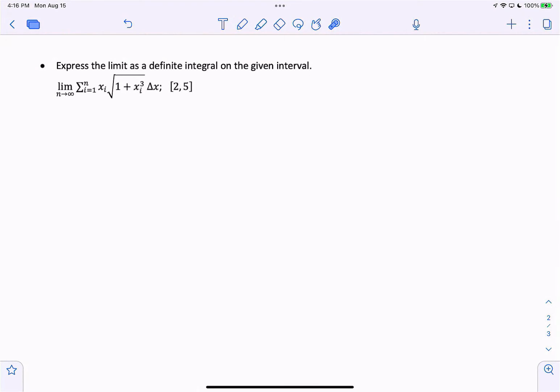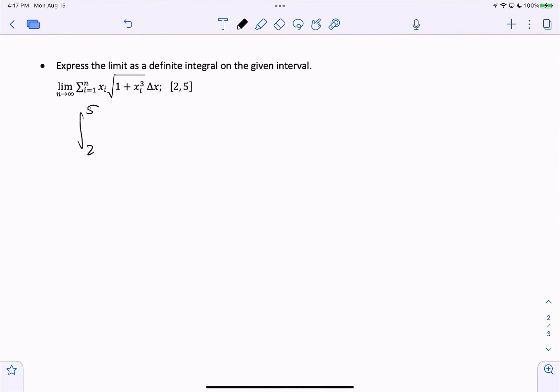Here we're given a limit as n goes to infinity of the sum as i goes from 1 to n of x sub i times the square root of 1 plus x sub i cubed, times delta x. And we're given an interval from 2 to 5, and we are supposed to express the limit as a definite integral. So we're looking at the integral from 2 to 5. That's where the 2 and 5 go.